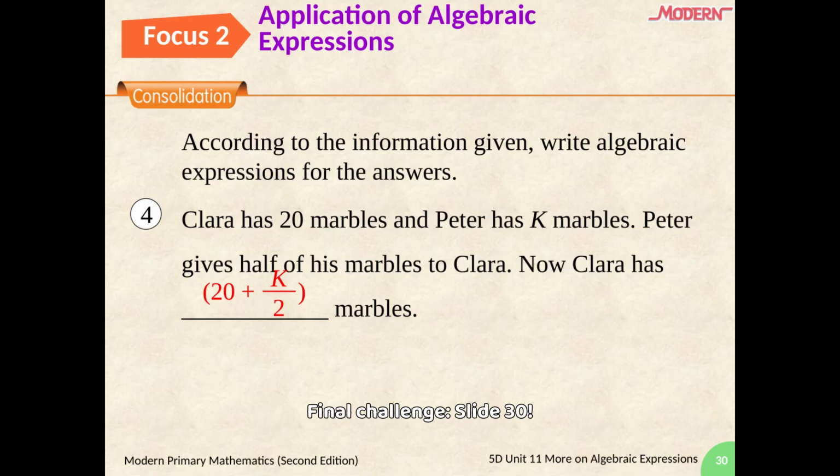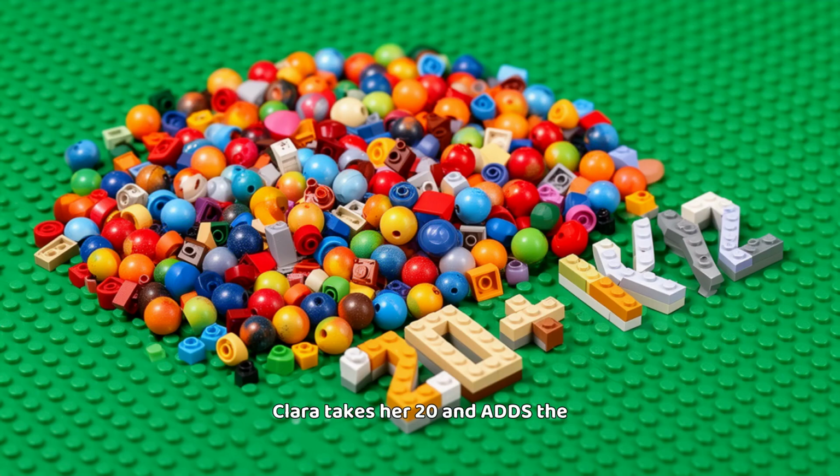Final challenge, slide 30. Clara has 20 marbles, Peter has K and gives her half. The way of thinking, Peter's loss is Clara's gain. Peter gives away K over 2. That's our magic number. Clara takes her 20 and adds the K over 2 from Peter. Total, 20 plus K over 2. Final tip, always track who has what at the beginning versus the end. You're absolute marble math legends.